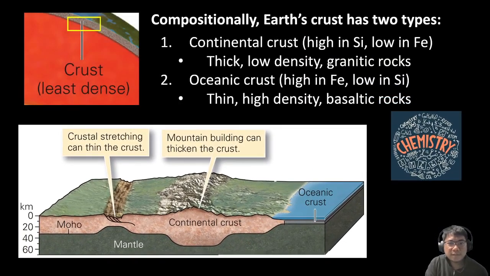Okay, so this slide just summarizes the differences between continental crust and oceanic crust. And again, because the oceanic crust has a lot more iron and magnesium, it becomes much denser than the continental crust. Okay, and again, some other differences are the thickness, as well as the composition being slightly different, as well as the type of rocks that are produced within each type of crust.